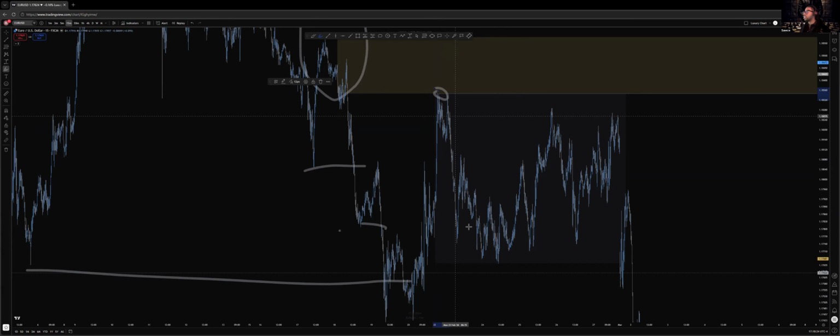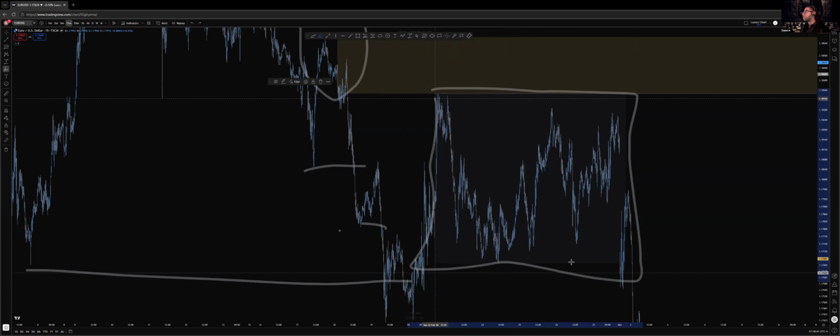You can see how price right here is just moving horizontally. It's just going left and right. So if price is just going left and right and it's not going bullish or bearish, you know this is a consolidation zone. So I know both sides need to be swept because we broke out of the downside first.